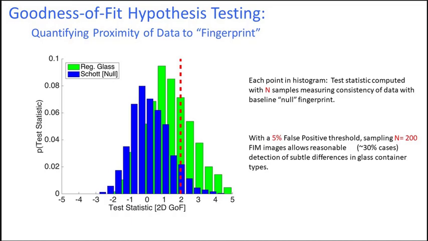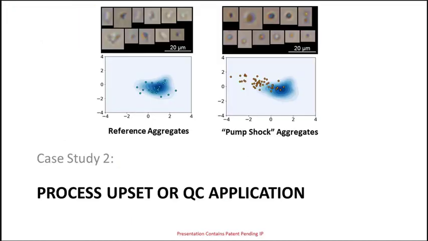You know that there's not consistency between the fingerprint of the baseline, the expensive plasma-coated glass, and the regular glass. So with only 200 images, you can start to see differences between the aggregates that were formed, where the only difference between the protocol was the container closure interaction. So you can quantify container compatibility.